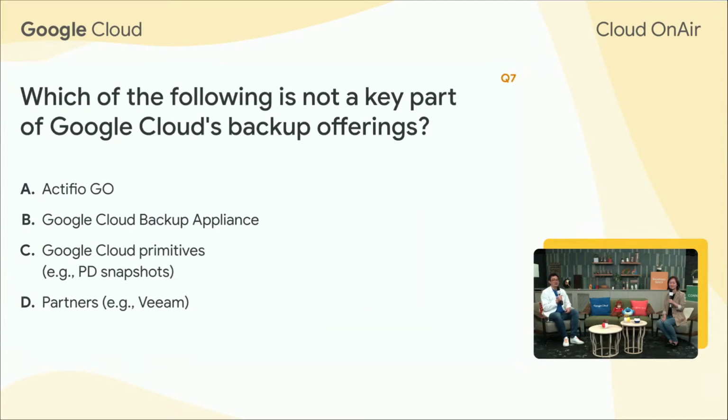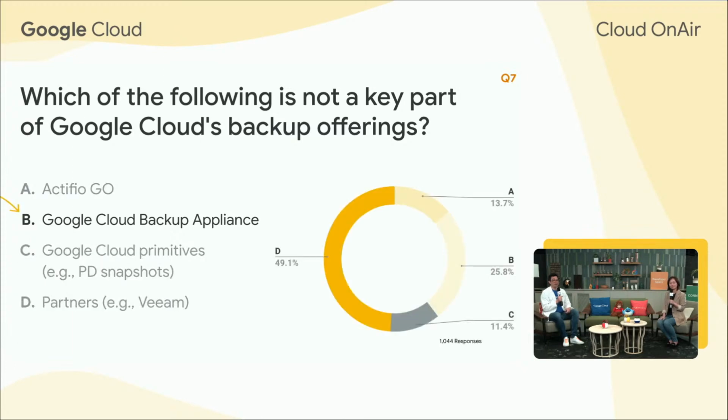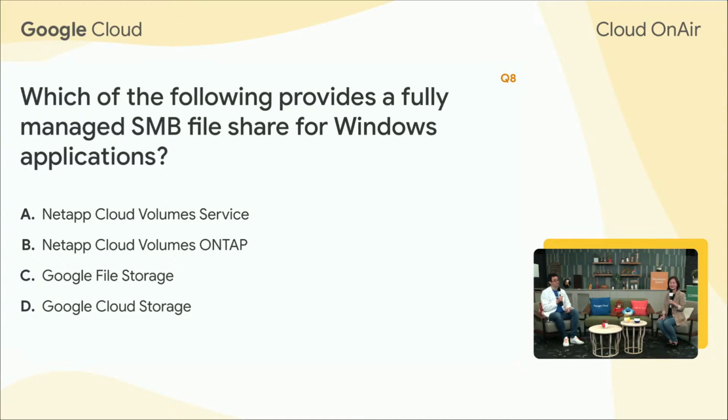Which of the following is not a key part of Google Cloud's backup offerings? Actifio GO, Google Cloud Backup Appliance, Google Cloud primitives such as Persistent Disk snapshots, or partners such as Veeam? And the answer is Google Cloud Backup Appliance. This is a cloud offering, so the solutions we have are cloud-based solutions. Okay, let's take a look at the last one.